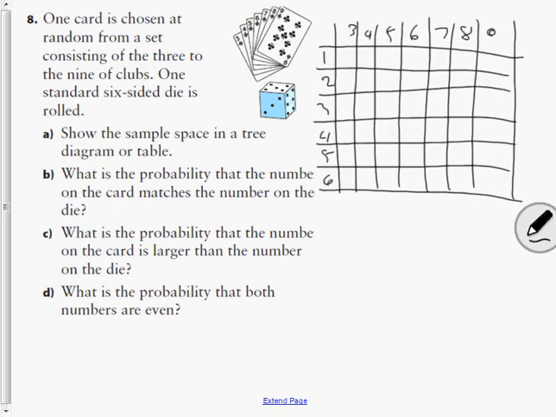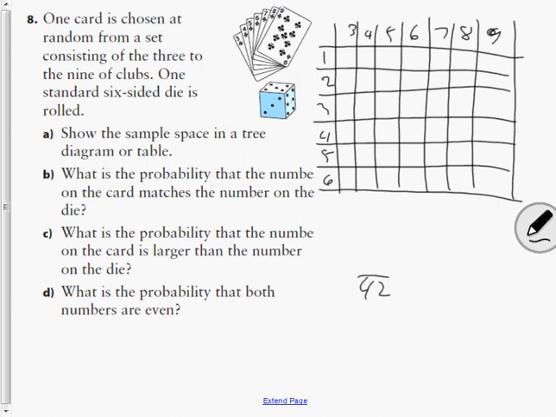So when I've made my table, I guess the 9 kind of erased a little bit there. When I make my table, I can see that there are 42 possible combinations of card and dice. And so there are 42 possible combinations.